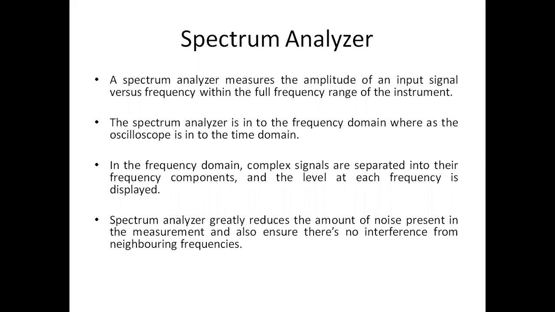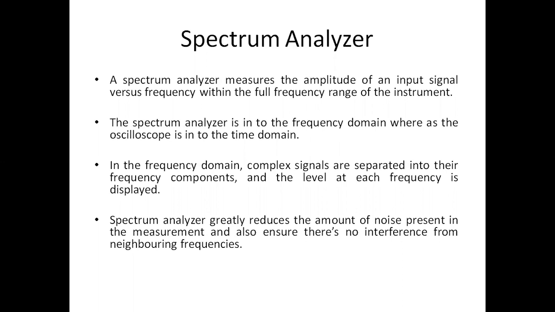The oscilloscope that we are using in the lab experiments measures the time domain. So the spectrum analyzer measures the frequency domain. That's the difference between the spectrum analyzer and the oscilloscope. In the frequency domain, the complex signals are separated into their frequency components, and the level at each frequency is displayed.